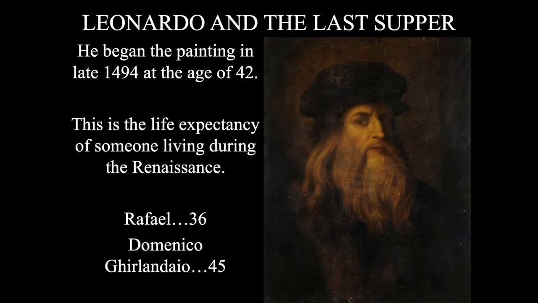Now, Da Vinci begins painting The Last Supper around 1494. He gets the commission, officially brushed to wall in 1495, and he's 42 years old. Now, this is significant because at the time, life expectancy was about 40. So if Da Vinci had passed away at 40, we would not even be talking about him today. Other artists, such as Raphael, dies at 36. Domenico Ghirlandaio, the teacher of Michelangelo, dies at 45.